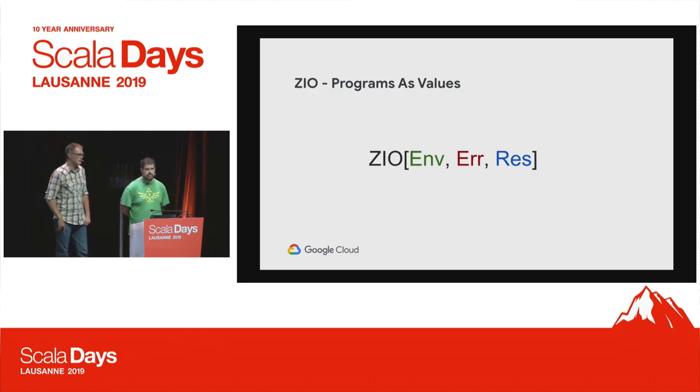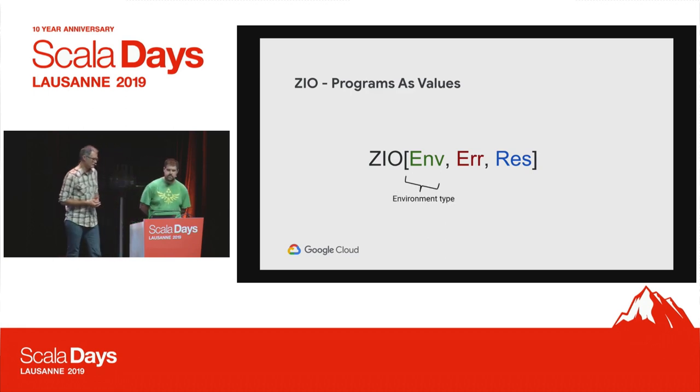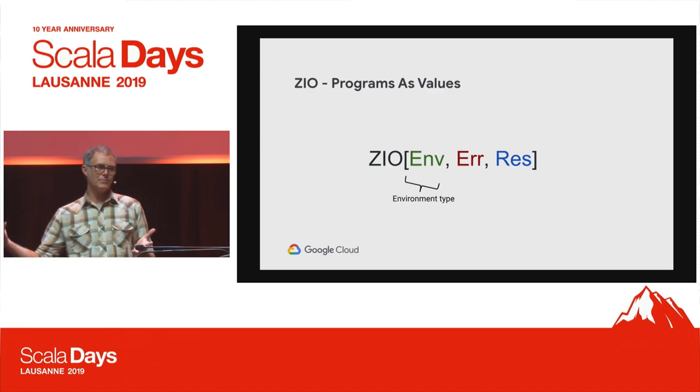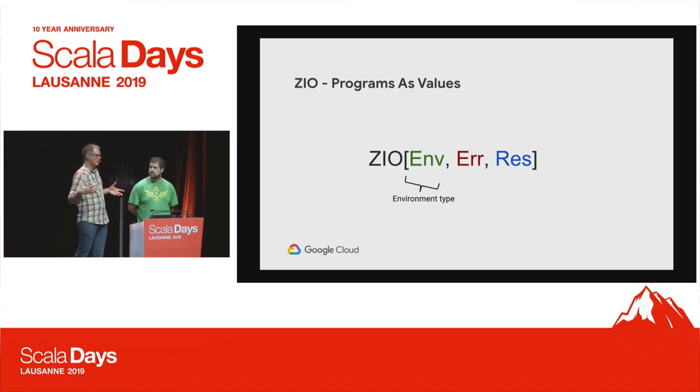In ZIO, we create programs as values. That's where we wrap our effects into a ZIO. There are three different aspects to ZIO. The first type parameter is the environment type. This is all of the resources that this particular instance of a ZIO needs to actually be able to do something. With our interpreter, we provide the implementations that are going to be used in the environment to then execute that thing.